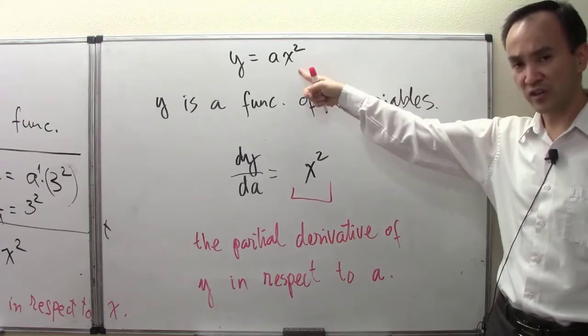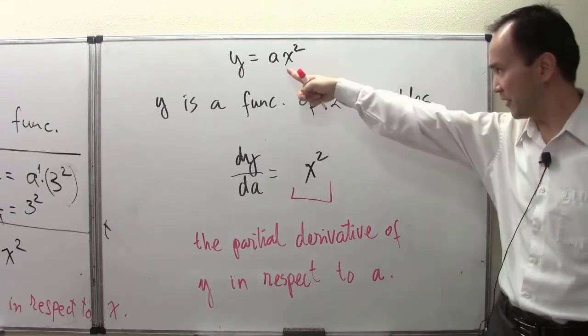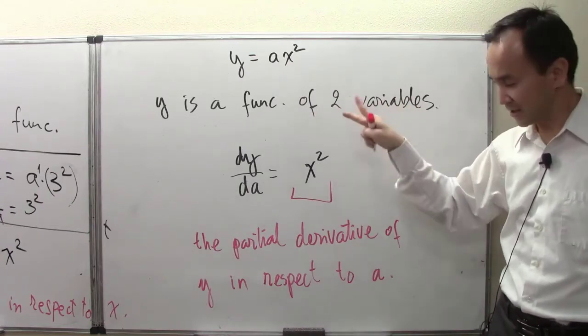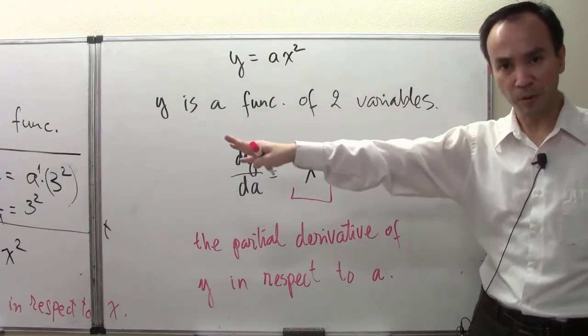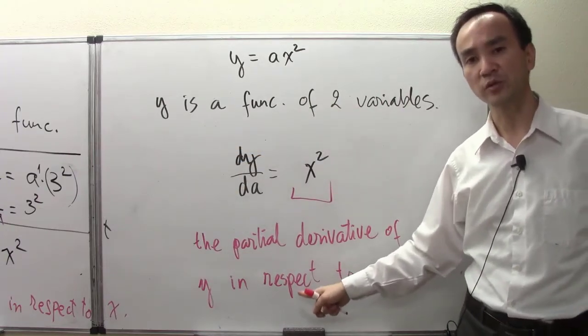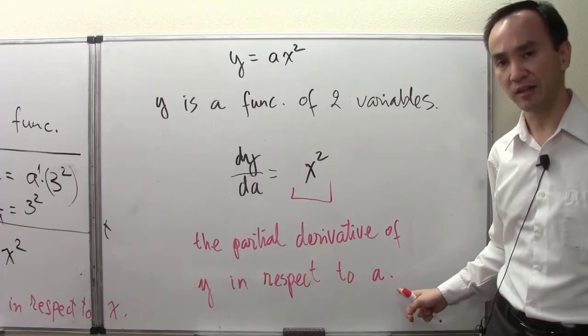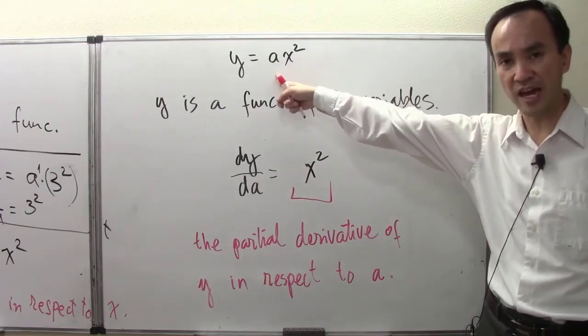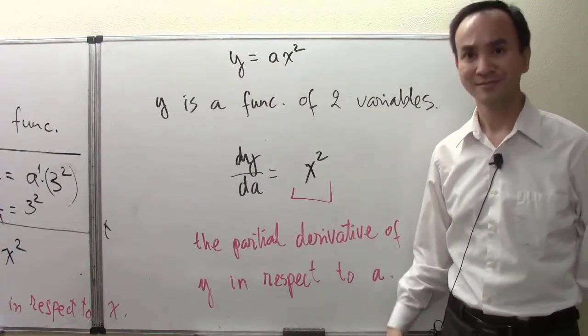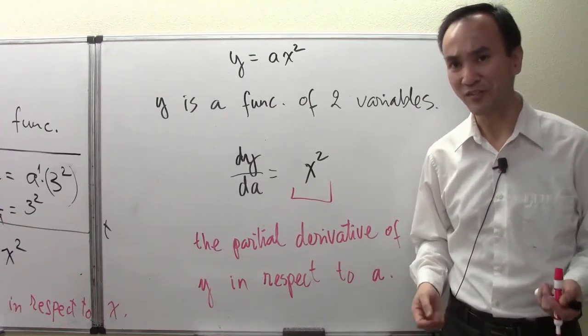So our function here at the start has two variables involved, and so in that way we found one partial derivative in terms of x, and then a different partial derivative in terms of a right here, because our function only involves a and x being the two main variables. That's the idea. So that's what a partial derivative is.